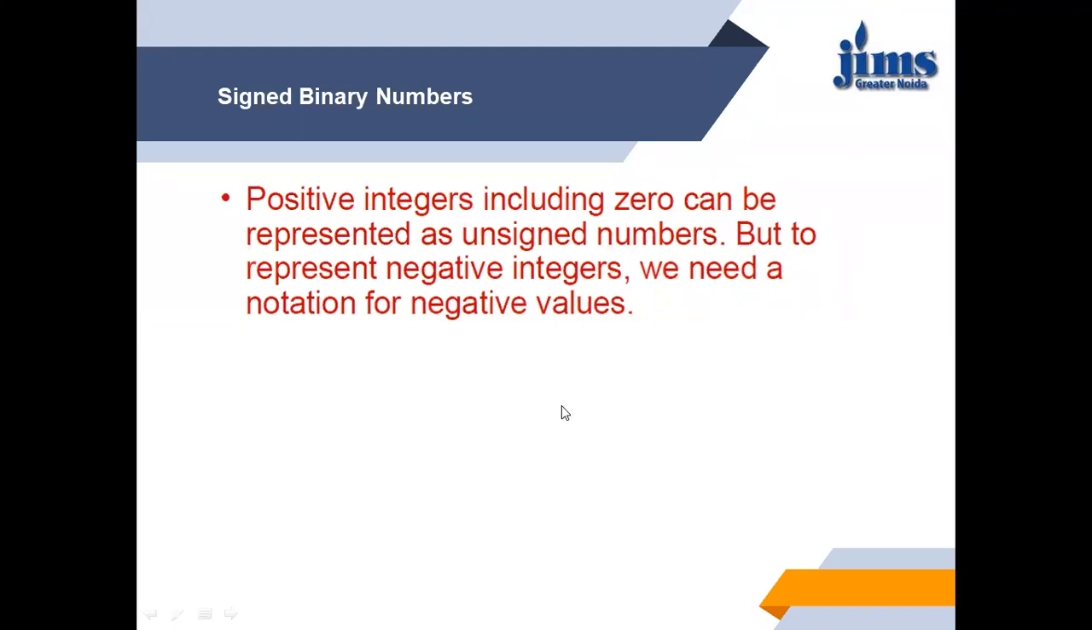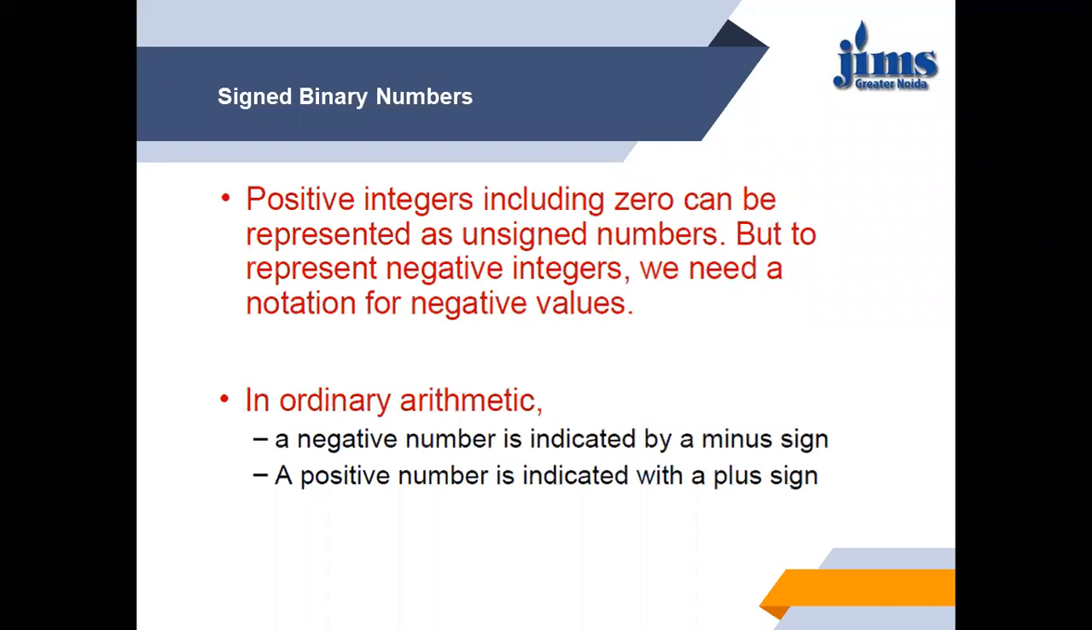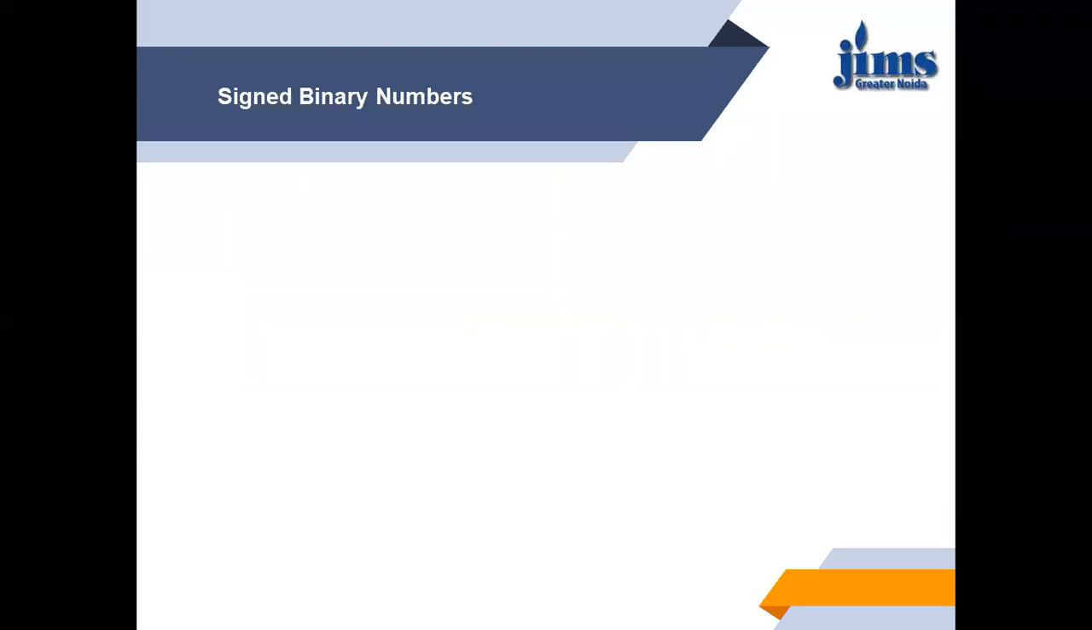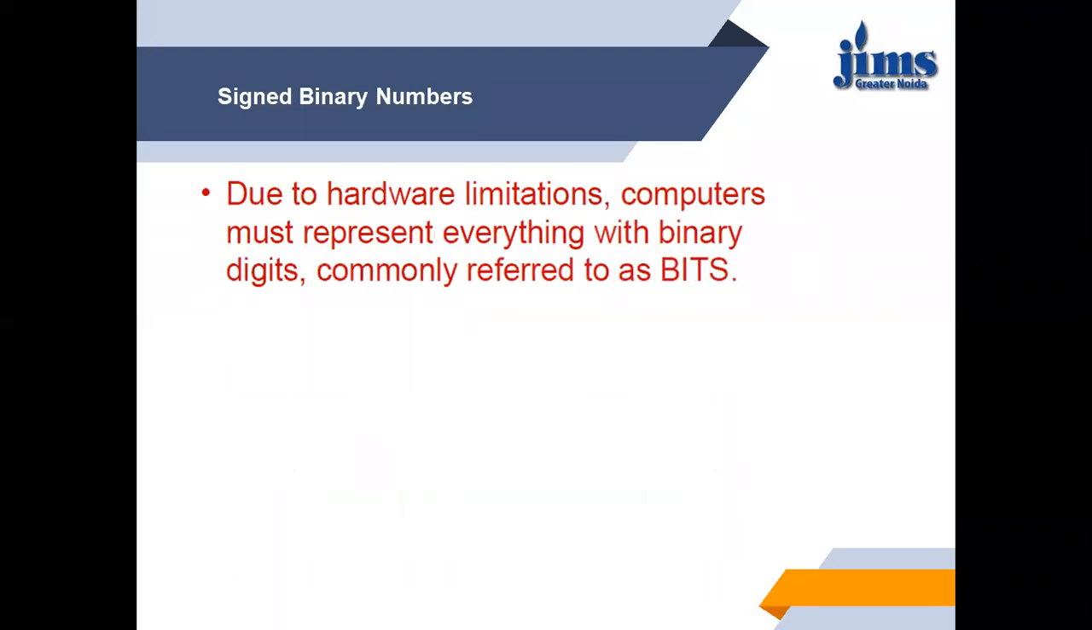So we need a notation for the negative values. In ordinary arithmetic, a negative number is indicated by a minus sign, and a positive number is indicated with a plus sign. That is in general what you study from class 1 to 12 or in the first year, when we are not talking about computers. Due to hardware limitations, computers must represent everything with binary digits, commonly referred to as bits. Each digit is known as a bit.